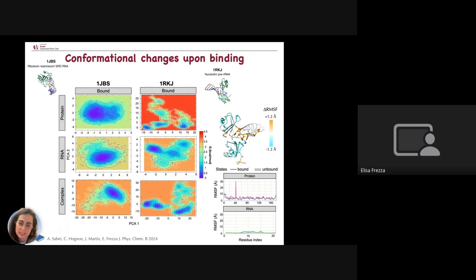For this last complex, we also analyzed the change of RMSF, the root mean square fluctuation, along the simulation for the bound and unbound cases. What you see is that, on one side, the RNA is made more flexible when it is in the protein, and the protein is rigidified. This should be somehow an effect, or maybe has biological importance, to allow the RNA to perform its function.